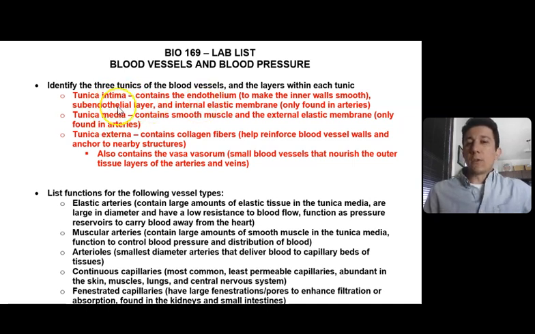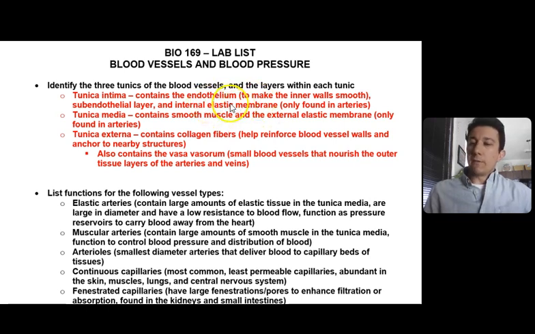The next layer within the tunica intima is a connective tissue layer that's called the subendothelial layer. It's mostly made out of areolar connective tissue, and so it really just serves to bind the endothelium to the remaining layers.